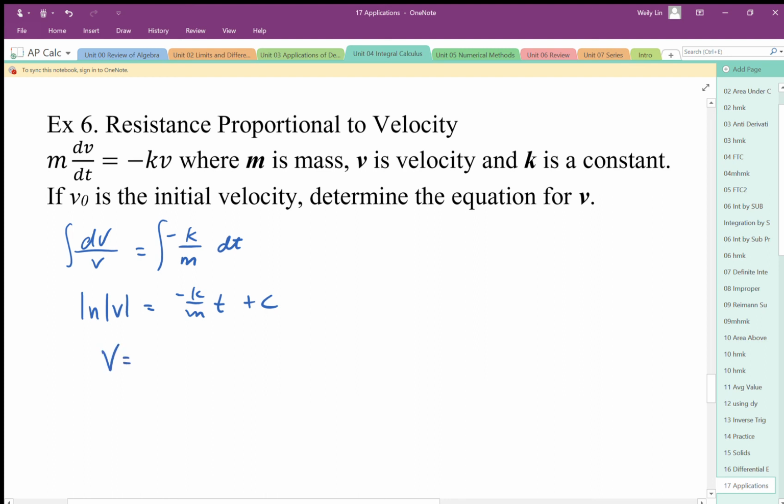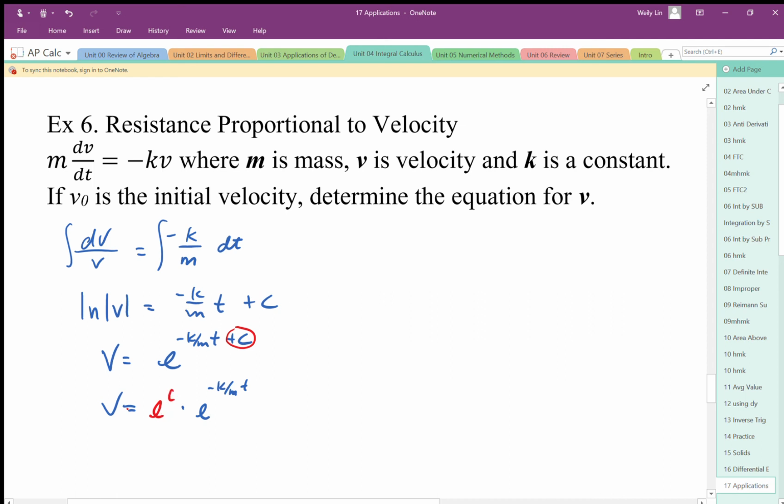Solving for V, I get e to the negative k over m t plus C. Now, I want to rewrite that because that plus C we can just write as e to the C, and that becomes our multiplier times e to the negative k over m t. Okay, and we can just treat that multiplier as essentially a constant.